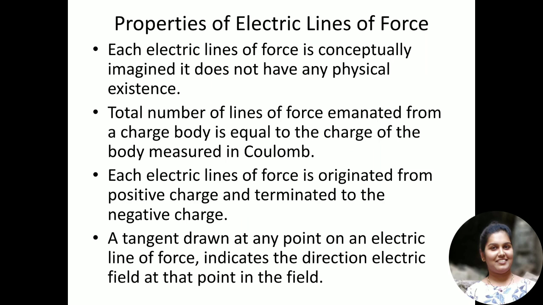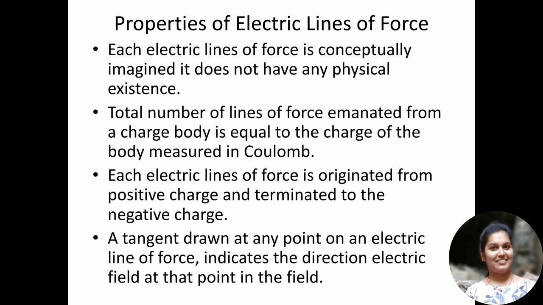The second point is the total number of lines coming from a charged body is equal to the charge of the body measured in Coulomb. This point we have already discussed previously. The third one is each electric line of force originates from a positive charge and terminates in a negative charge. This is another important point, electric lines of force originating from positive charge and terminating at the negative charge.